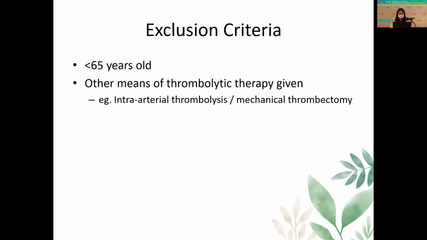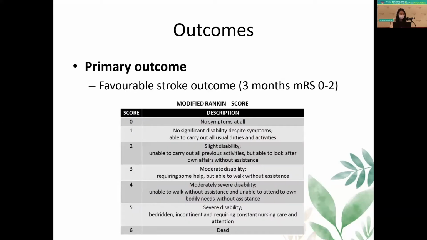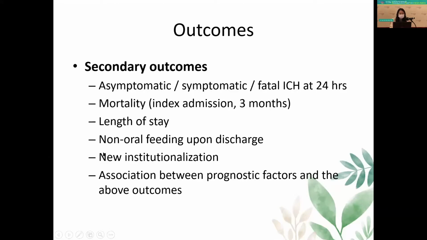The primary outcome was a favorable stroke outcome, which was defined as a 3-month modified Rankin score of 0 to 2. Modified Rankin score, or MRS, is a very well-used assessment tool for stroke outcomes, ranging from 0 asymptomatic to 5 severely disabled, while a score of 6 refers to death. And a score of 0 to 2 here reflects functional independence. Secondary outcomes include any kind of post-TPA intracranial hemorrhage, mortality of index admission and at 3 months, the length of stay, use of non-oral feeding upon discharge, and the need to move from home to institution. The association between the prognostic factors and above outcomes would be investigated.